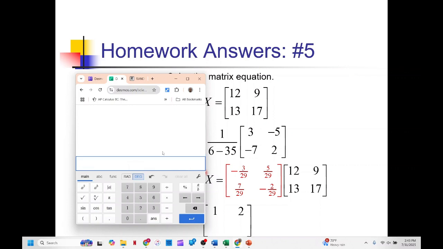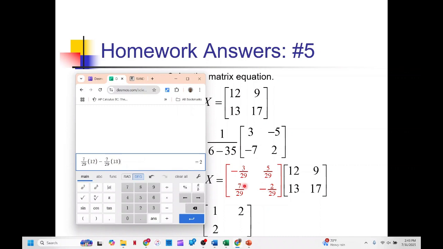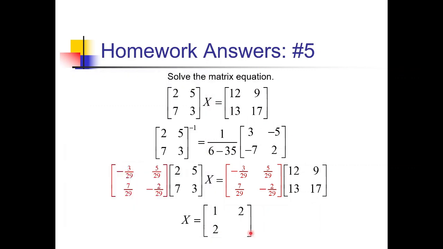So now I've got, let me just start over, 7 over 29 times, now I have to do this times the first column, so doing times 12. And then we'll do, let's see, this will be minus 2 over 29 times 13. And that comes out to 2. Second row, first column, so we're down here with a 2. And then finally we're going to do second row and second column. So 12 and 13, again, we're going to replace that with 9 and 17, and that comes out to 1. So there is our X matrix.